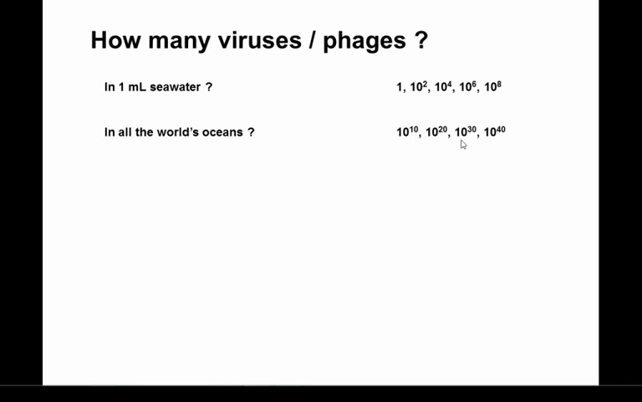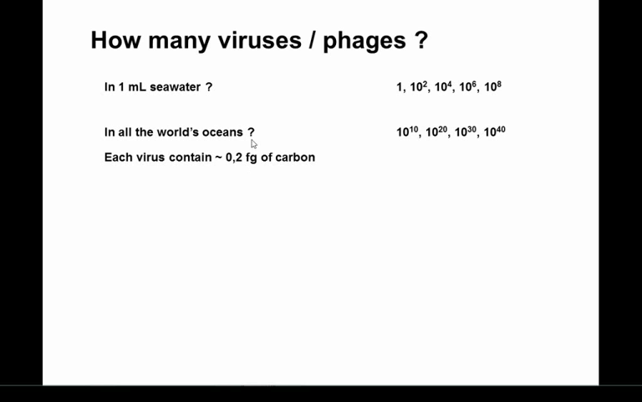10 to the 30 is the total number of virus particles in all the world's oceans, or that's what the estimate is. But that's very, very difficult to visualize how big this number is. If 10 to the 30, 10 to the 35, 10 to the 50, I can't visualize these numbers. So to try and visualize this, you have to imagine that each one of these particles is a virus particle about 100 nanometers in diameter, and each one of them has got maybe 0.2 femtograms of carbon.